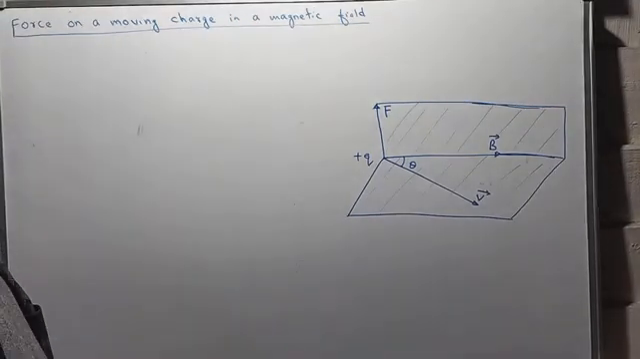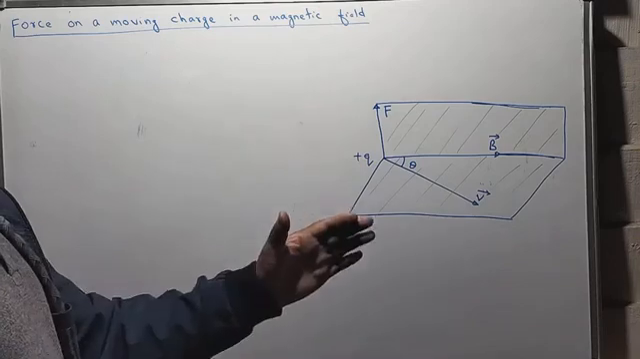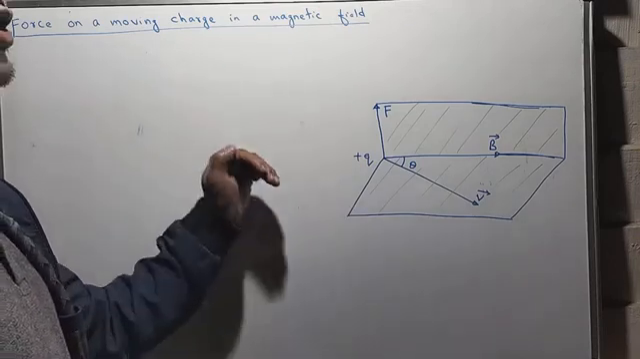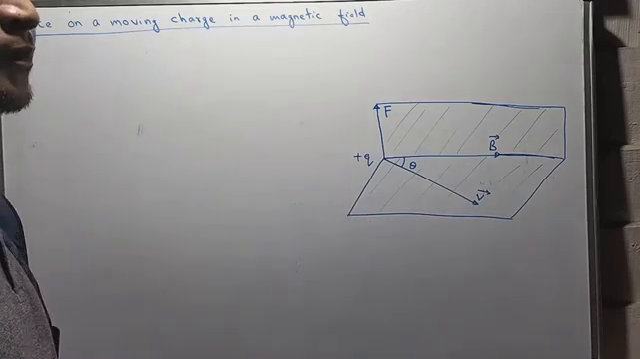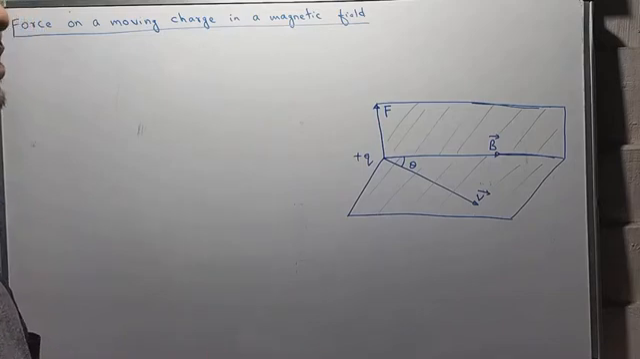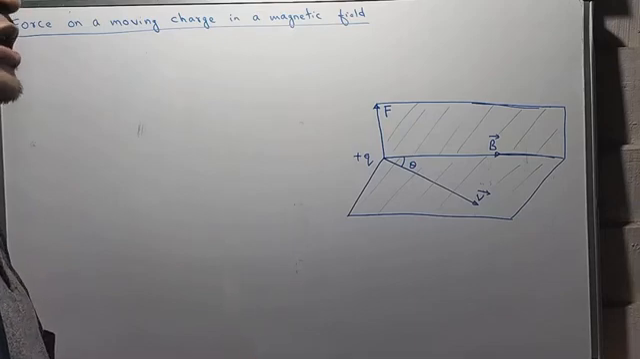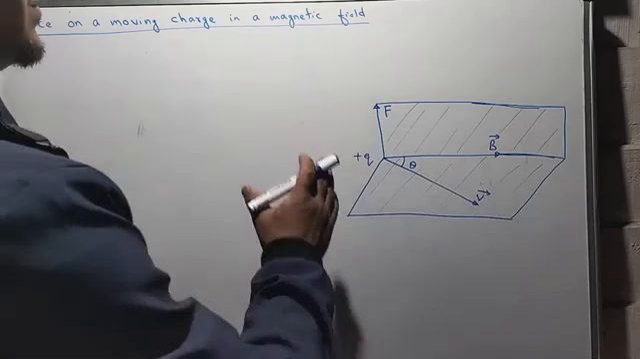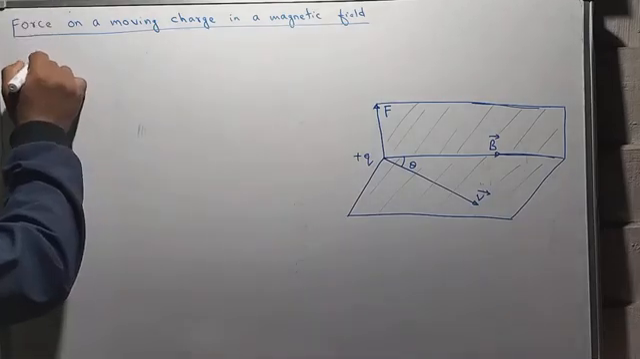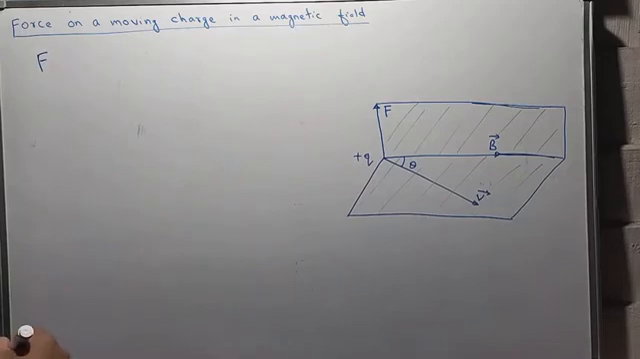So just like, when a charge is placed in an electric field, that charge experiences an electric force, similarly here, when a charge is moving in a uniform magnetic field, or in general I will just say magnetic field, then this charge will experience a magnetic force, and this force here is F. What is F? Magnetic force.